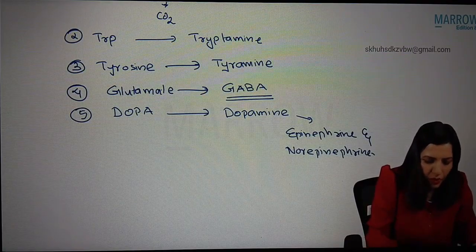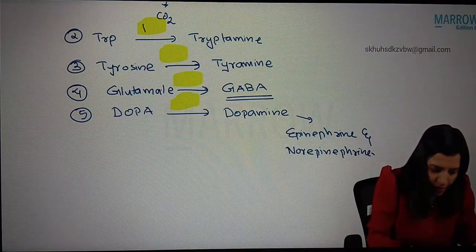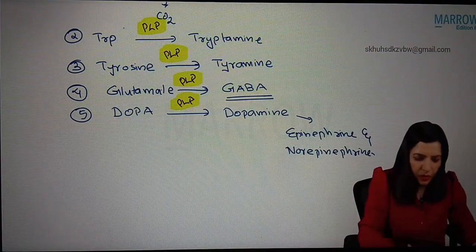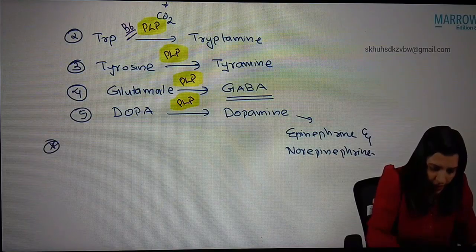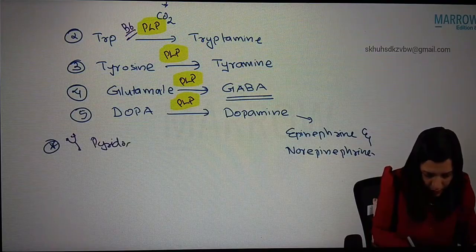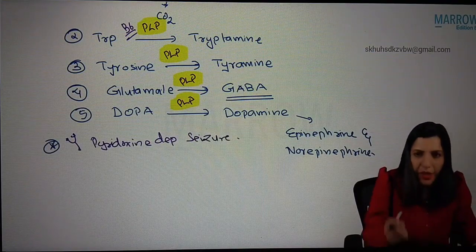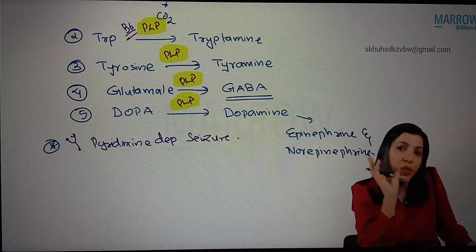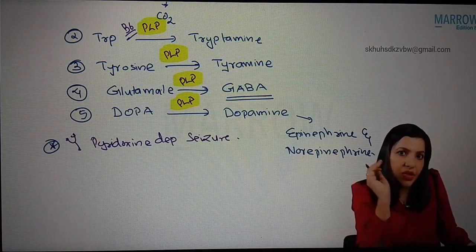Why am I saying all these things? It's for a reason. For all these decarboxylations, we need a vitamin. And that vitamin is PLP, that is vitamin B6. So, there is a clinical condition called pyridoxine dependent seizures, where a neonate presented with intractable seizures, not responding to any anticonvulsant, but it responded well to vitamin B6. So they are called pyridoxine dependent seizures.